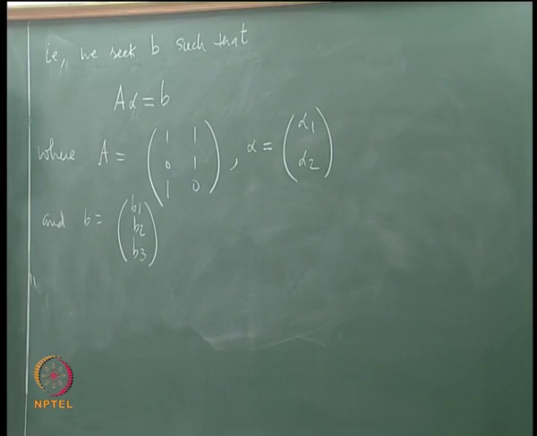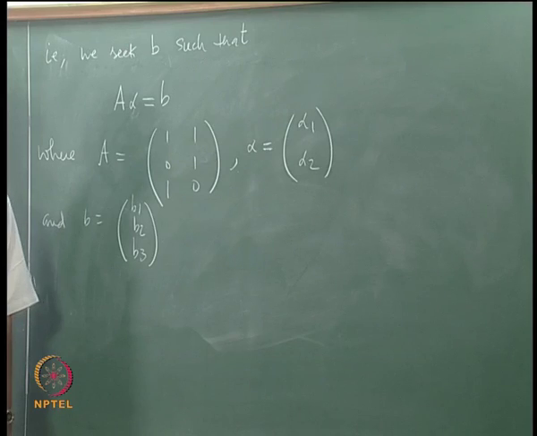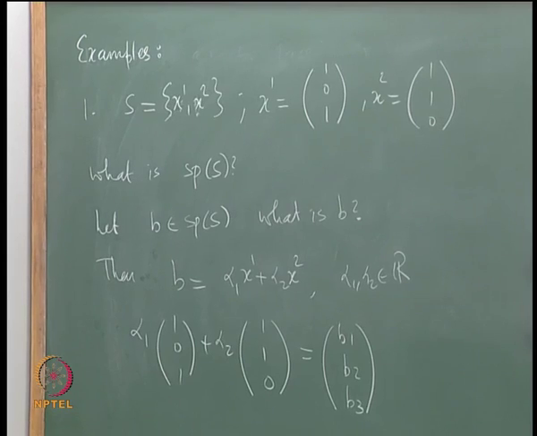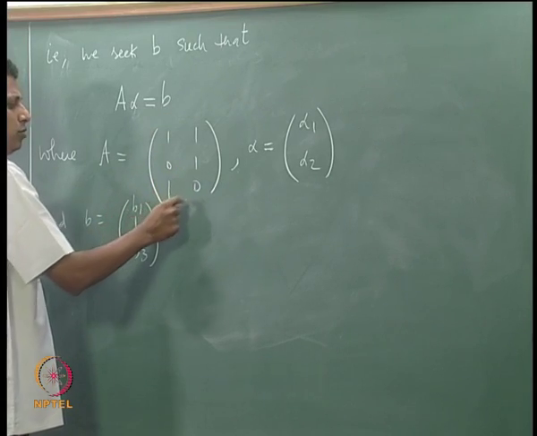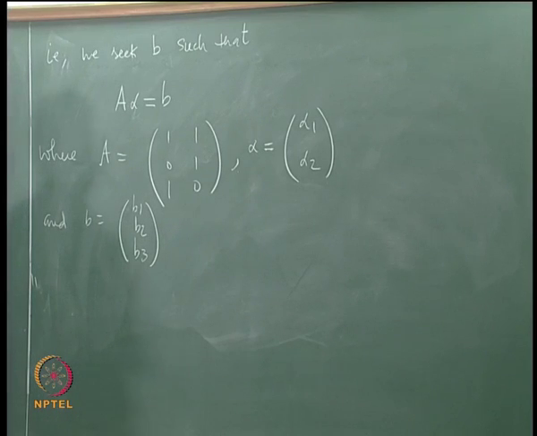Do you agree with this? Just write down the three equations. First equation, alpha 1 plus alpha 2 equals B1. Alpha 2 equals B2, alpha 1 equals B3. Those are the three equations in two unknowns, alpha 1, alpha 2.